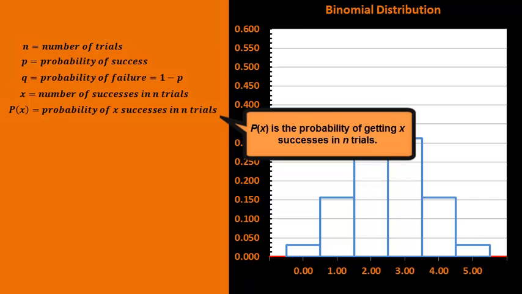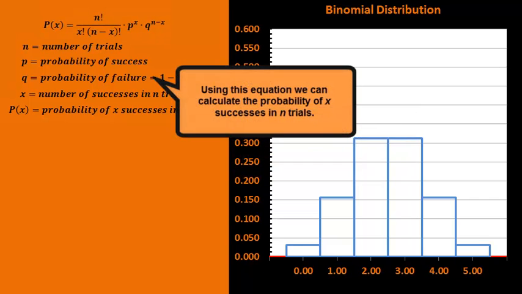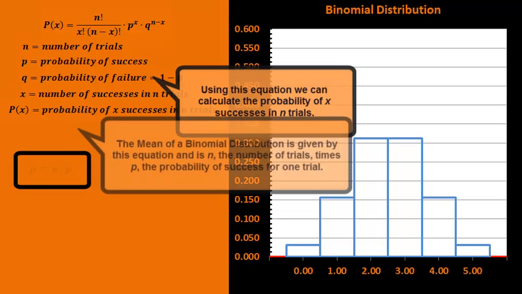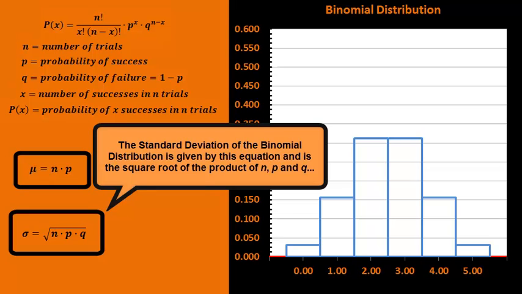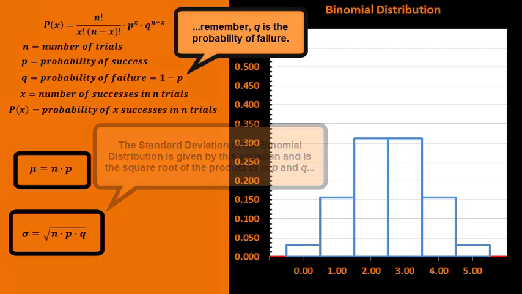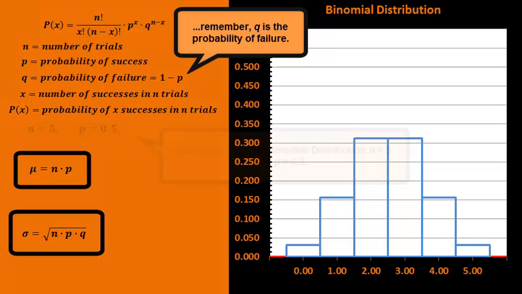P of X is the probability of getting X successes in N trials. Using this equation, we can calculate the probability of X successes in N trials. The mean of a binomial distribution is given by this equation and is N, the number of trials, times P, the probability of success for one trial. The standard deviation of the binomial distribution is given by this equation and is the square root of the product of N, P, and Q. Remember, Q is the probability of failure.